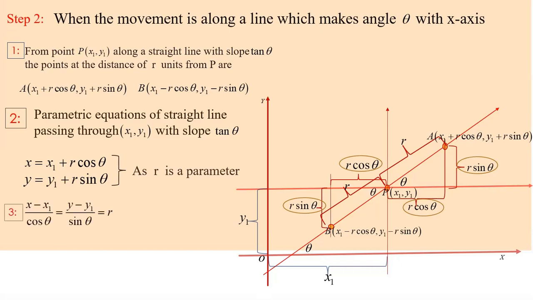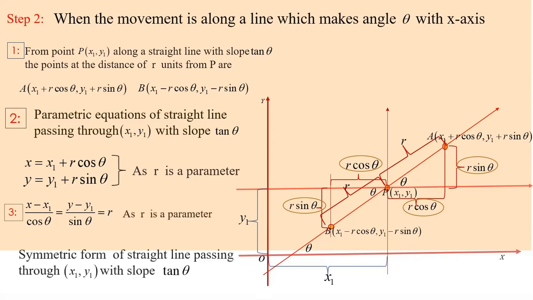Then the third point is for the same parametric equations of the straight line; when you adjust it to another form, x minus x1 by cos theta is equal to y minus y1 by sin theta is equal to r. As r is the parameter, this is called the symmetric form of the straight line passing through x1, y1 with slope tan theta. This is exactly the step 2.